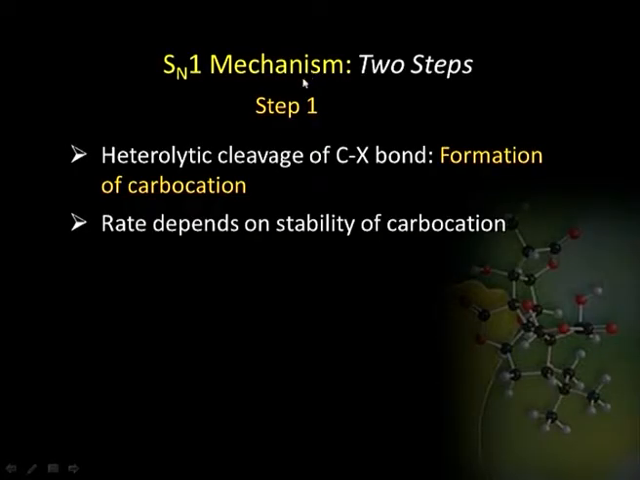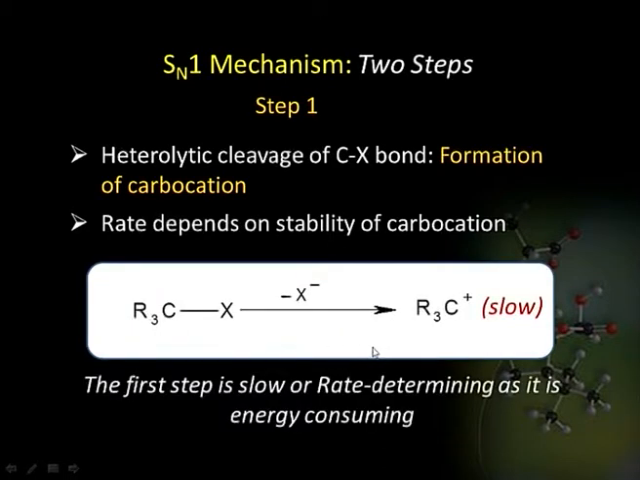So, the SN1 mechanism follows two steps. In the first step, heterolytic cleavage of the C-X bond leads to the formation of a carbocation, and here the rate depends on the stability of the carbocation which is formed. This step of the SN1 mechanism is actually the slow or the rate determining step, and it is the step which is energy consuming, therefore, it moves slowly.